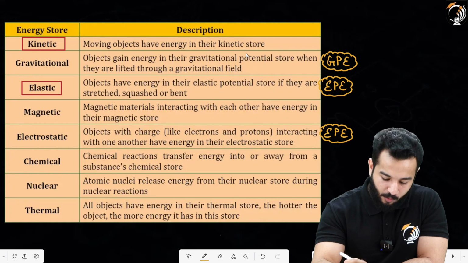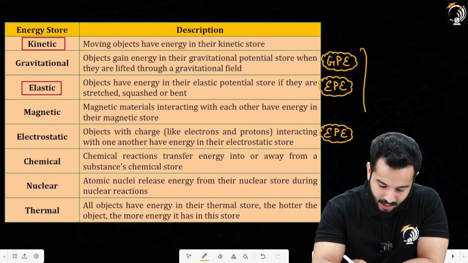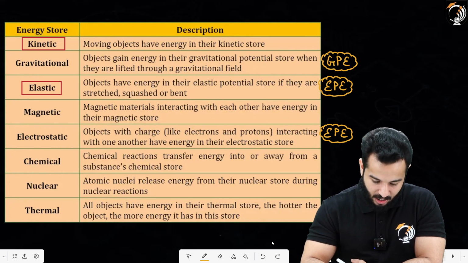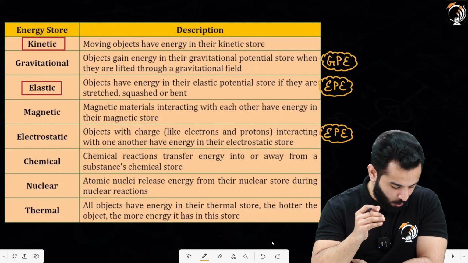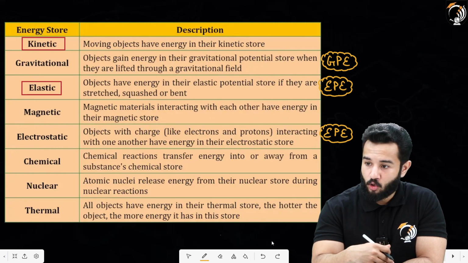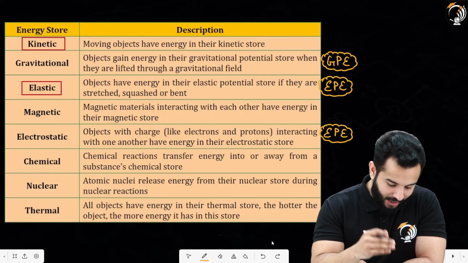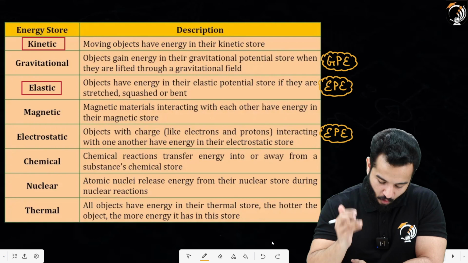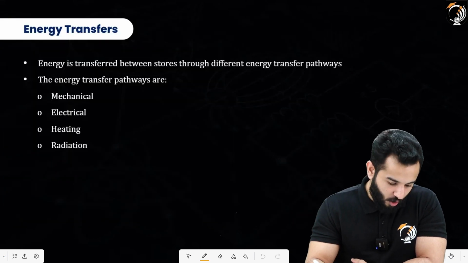We are going to talk about the gravitational and the kinetic energy in detail just after some time, so you don't have to worry. I've got notes for you, so please note them down. These are the different energies that we are going to look for. For now, let's move on to the next one.